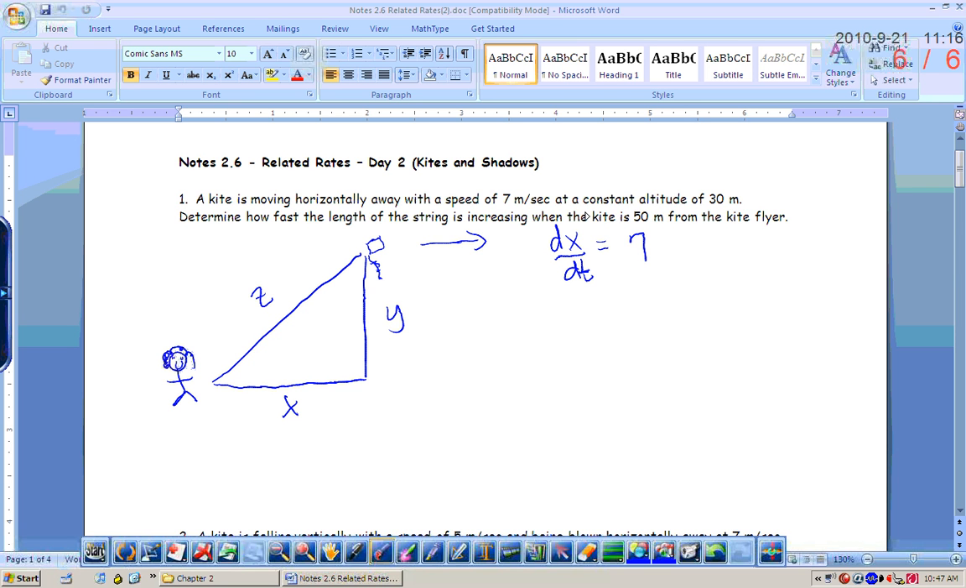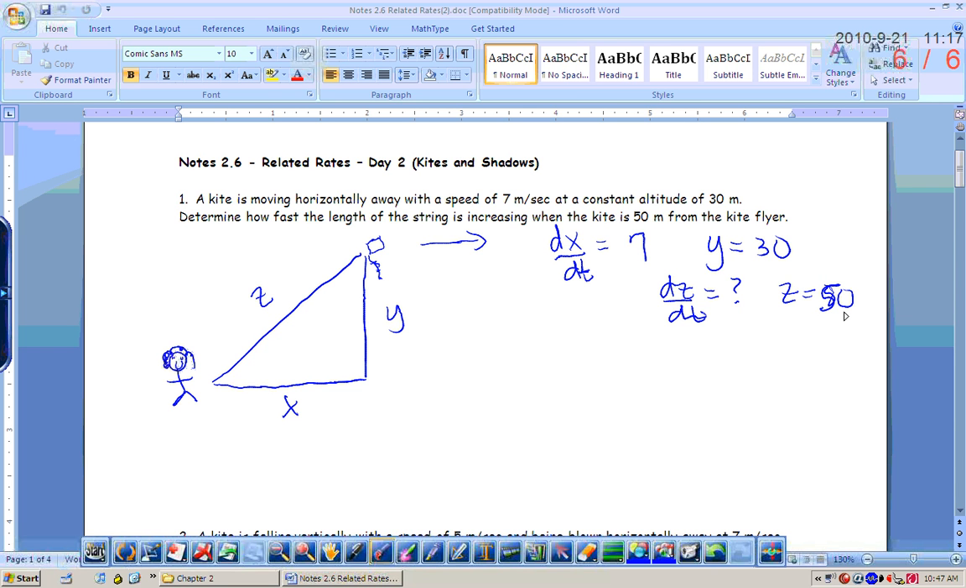Okay, and when it's at a constant altitude of 30, what variable is that giving you a value of? y. Okay, y or dy/dt? Just y, good. Determine how fast the length of the string is increasing. So what variable is the rate of change of the length of the string? dz/dt. When the kite is 50 meters from the kite flyer, so when z equals 50.